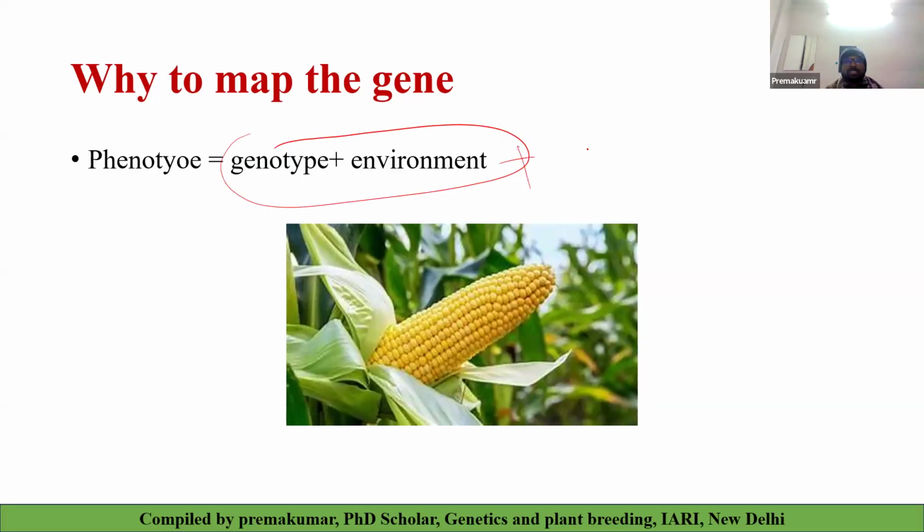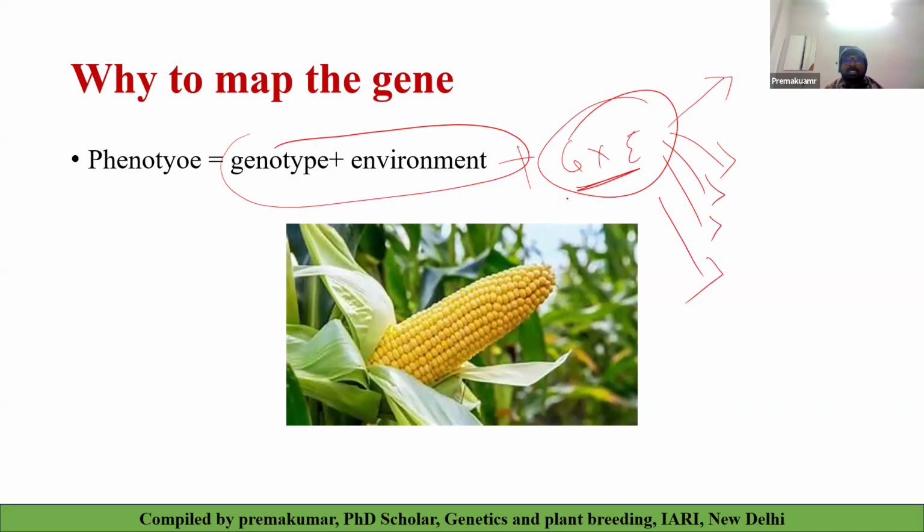Another component is missing: G and E also. When a particular genotype grows under multiple locations, it has a different behavior. That is called GE interaction. That also manipulates your phenotype. Means genotype, environment, and G and E interaction. But the only heritable portion is the genotype.